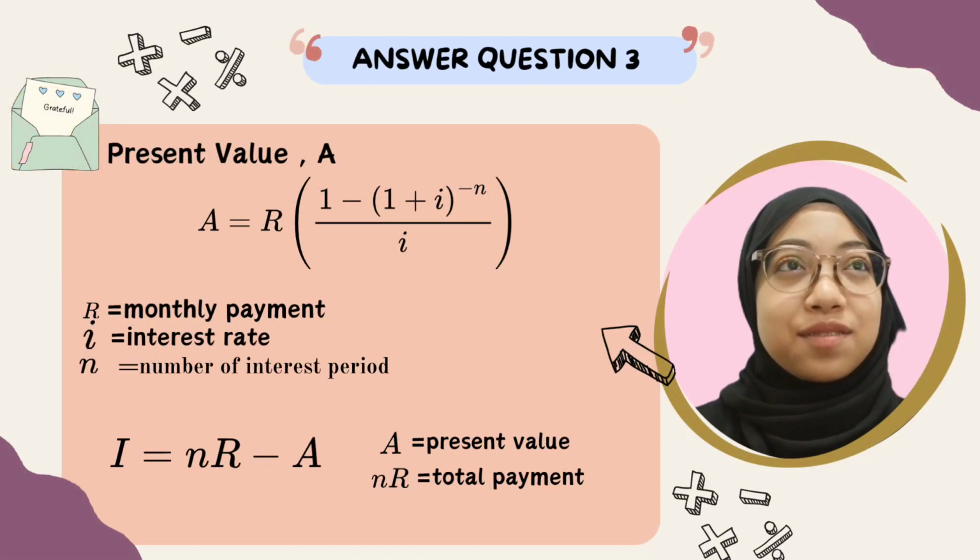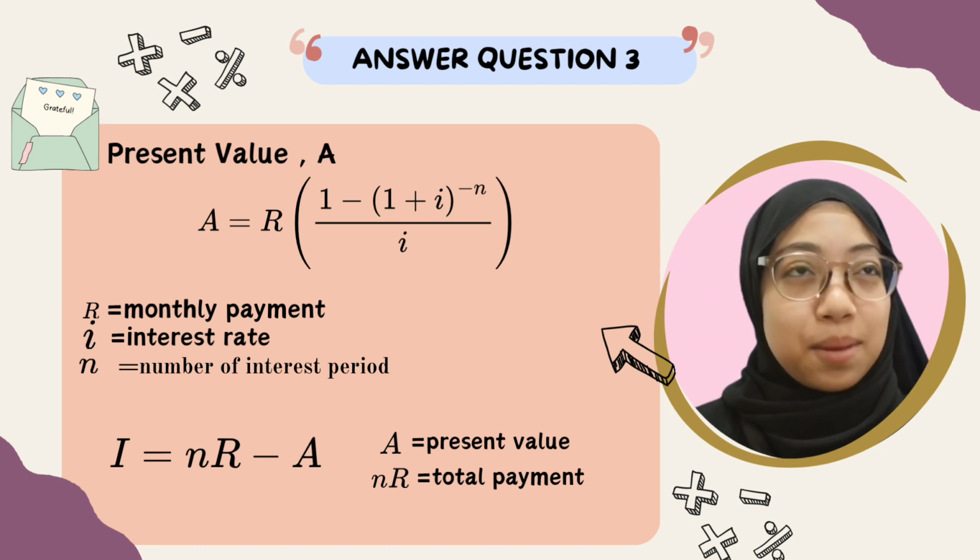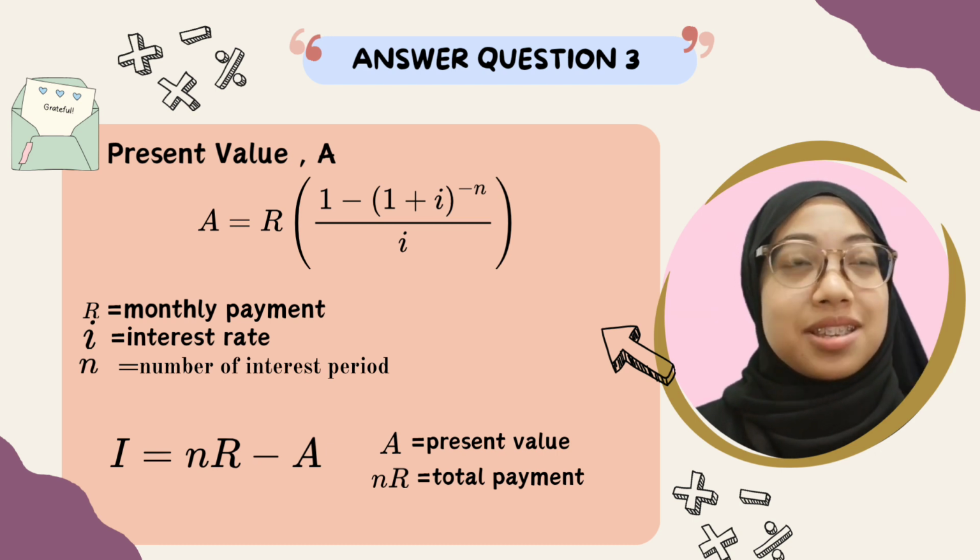The second formula used in this chapter is to find the present value, which is A.